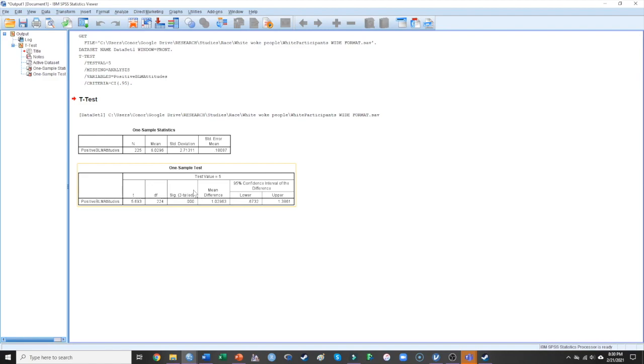Because this is less than 0.05 though, we know that it's significant. So our conclusion here is that people generally hold more favorable attitudes toward the Black Lives Matter movement than the midpoint of the scale, and that value is significant.